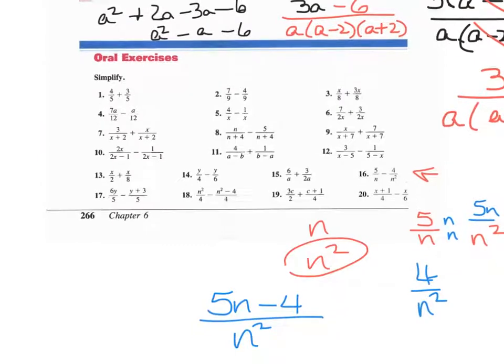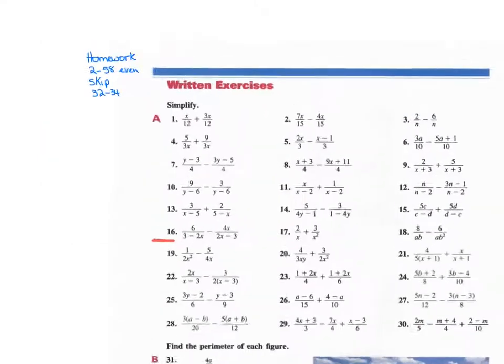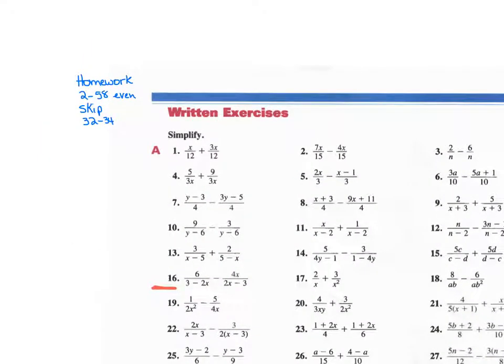Homework tonight is going to be 2 through 58 even, but you're going to skip numbers 32 and 34. So that's your homework for tonight. Again, you're finding a common denominator here when you're doing these. And then you're adding and subtracting the renamed fractions, the new numerators. And then after you've combined your like terms, you need to always reduce the fraction and see if anything will simplify. And that is it. That is lesson 6.6.